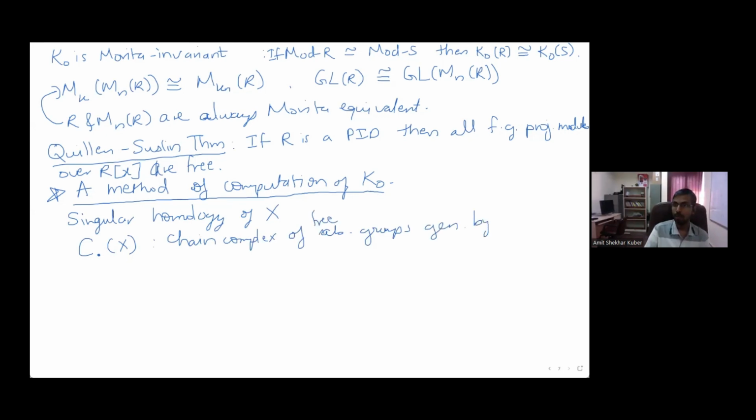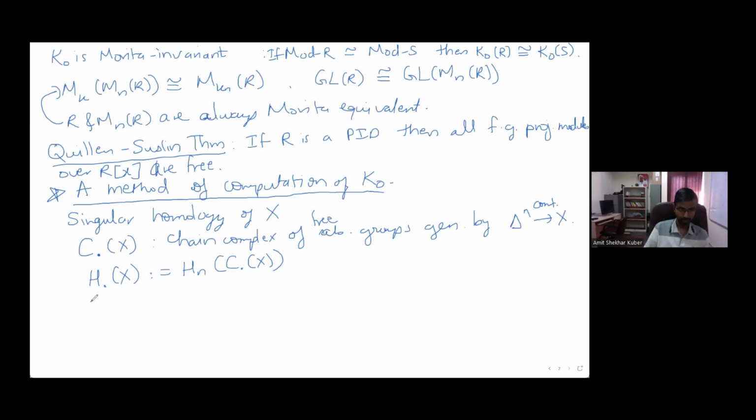maps, continuous maps from delta, I mean these continuous maps from standard simplices to X. All right. So the homology is defined to be the homology of this particular chain complex. Homology is the measure of failure of exactness at a particular nth entry.